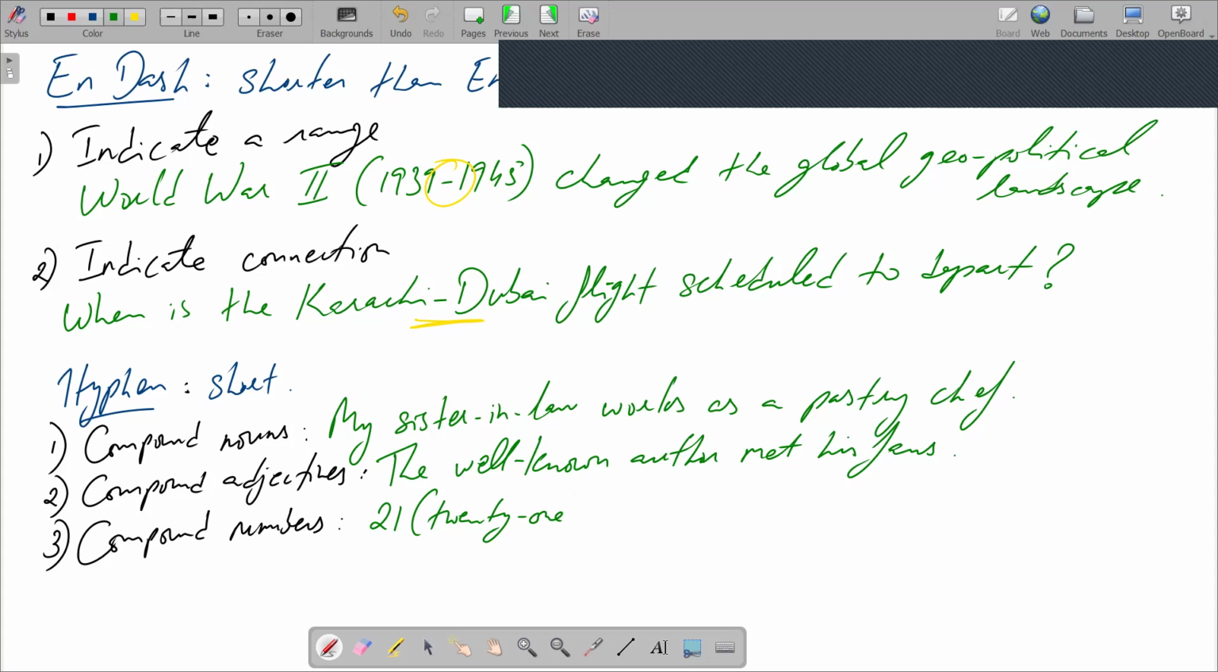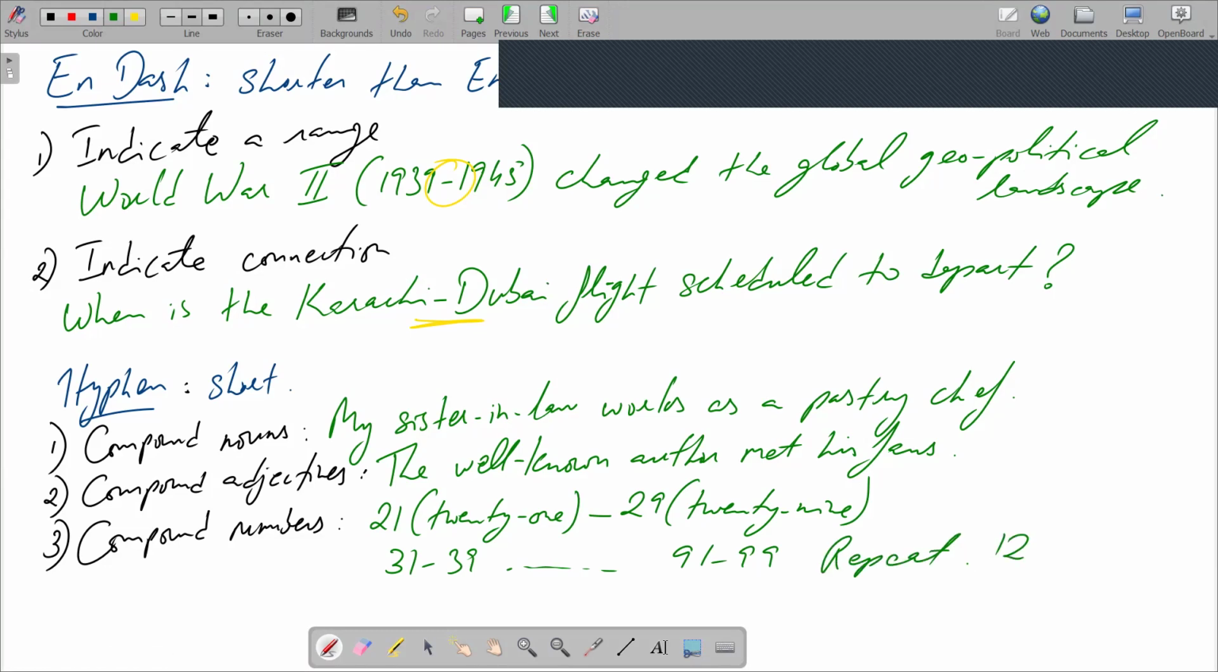So it's written like this all the way, and as you can see, I'm indicating a range, so maybe make that dash shorter, right, to 29, right, and then 31 to 39, and 91 to 99, and then repeat when you get into the hundreds, right? So 121 and so on. And so when you're writing these numbers in spelling, you put a hyphen in between those, and that counts as one word.